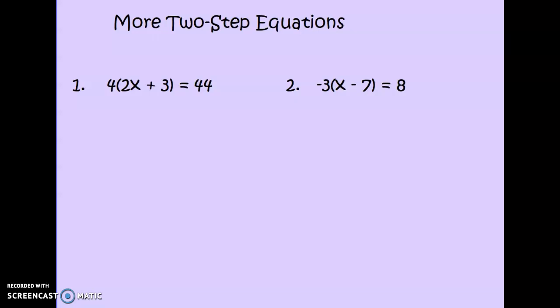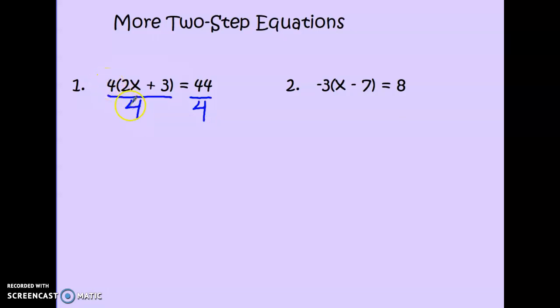All right, so here's our first example: 4 times, and then you have parentheses 2x plus 3 equals 44. Because this equation, you remember doing the distributive property, I could distribute this 4, because it's being multiplied by everything in the parentheses. I could distribute it and then solve it using the normal two-step equations. But for this one, because I only have the set of parentheses and then the 4 multiplying by that, I can divide by 4, okay?